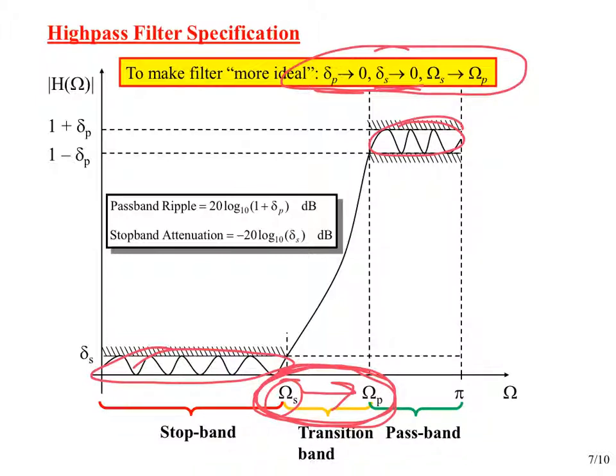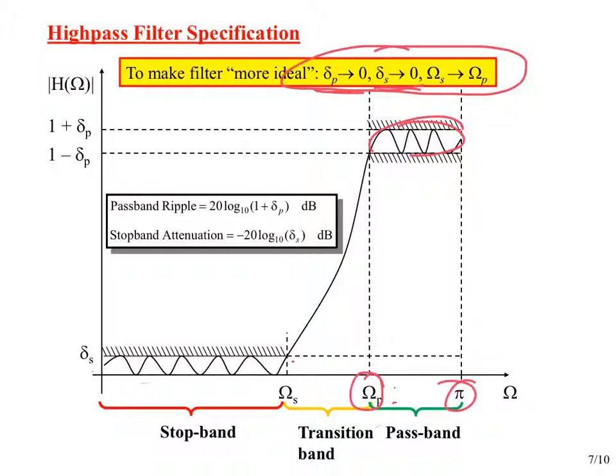So anyway, this is very similar to the previous one, just things are reversed, and what we see here is a passband from omega sub P up to pi, a stop band from 0 up to omega sub S, and then the transition band in between those. But the definitions in dB are exactly the same, so everything is very, very similar.